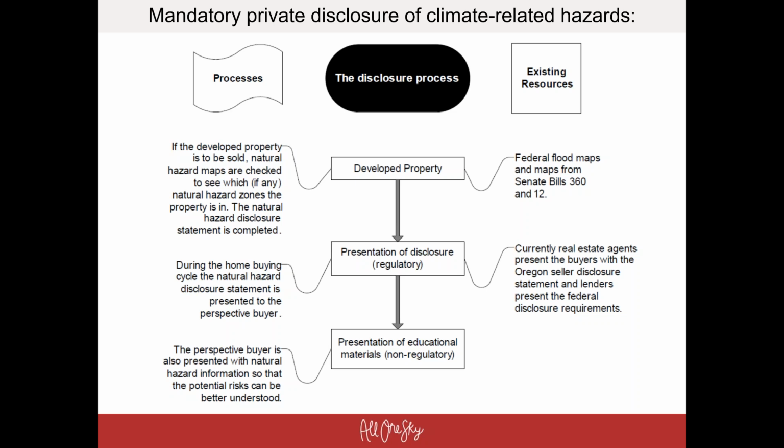At the same time, the prospective buyers are presented with some form of education or awareness that allows them to understand the information provided within the disclosure form. The information itself can come from existing sources, like hazard maps or other information that's out there. And it can be presented to the buyer either by the real estate agent or the seller. There are different ways of presenting it.